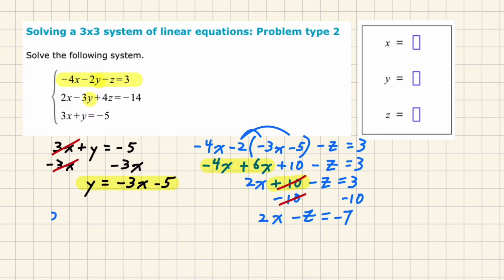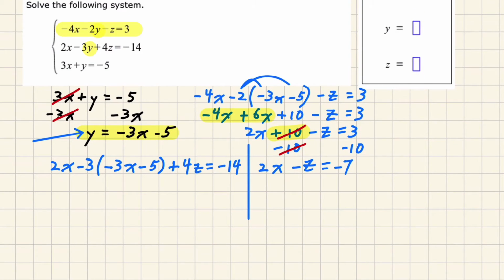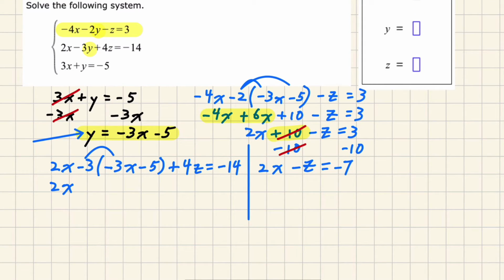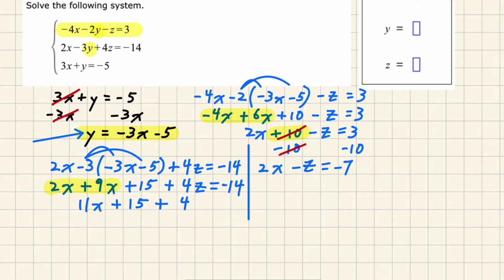So here we would have 2x minus 3 times y, which again we now know is minus 3x minus 5. The rest of that second equation is plus 4z equals negative 14. Just as before, we can simplify. First, distributing the minus 3, negative 3 times negative 3x, a plus 9x, negative 3 times negative 5, plus 15. From here, we can combine like terms, so 11x, bringing down the rest of this equation.